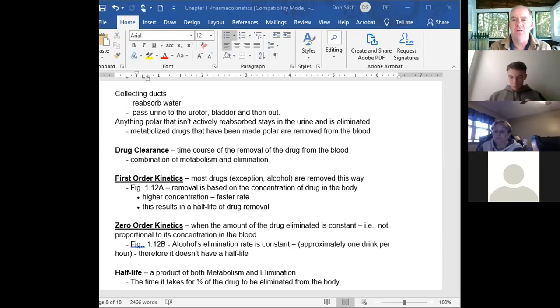Some things, very few things, but some things will be removed by zero order kinetics. Alcohol is like this. If you drink alcohol, the half-life of alcohol is 1 hour, which means that it's weird when they say half-life for alcohol because it doesn't really work like a half-life. But basically, the elimination rate for alcohol is 1 drink per hour. So if you drank 5 drinks, it would take 5 hours for it to get out. If you drank 2 drinks, it would take 2 hours for it to get out. So it's basically boom, boom. It's a straight line over time. Alcohol is like this. Can't really think of anything else.